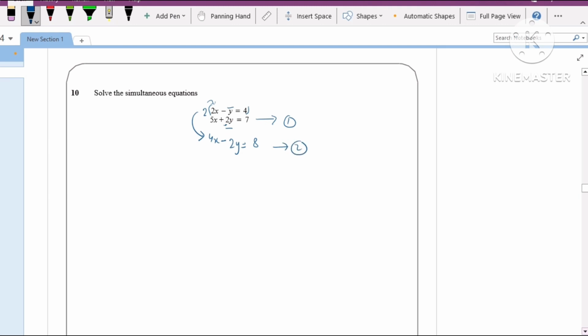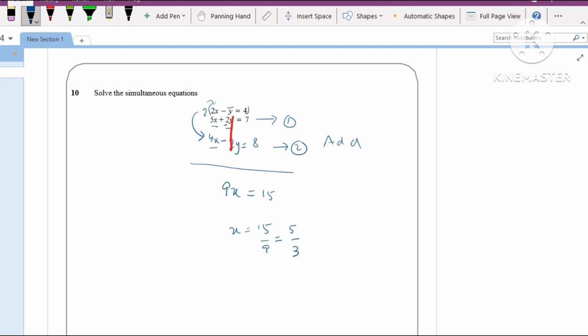The coefficient of y is the same, and the sign is already different, so we don't need to change the sign, because plus 2y and minus 2y will be eliminated, and this was our target. So add these two equations, and the plus 2y with minus 2y will cancel out. 5x plus 4x, that will be 9x, is equal to 7 plus 8, that is 15. So x is equal to 15 divided by 9. Both numbers can be divided by 3. 3 5s are 15, 3 3s are 9. So x is equal to 5 over 3.